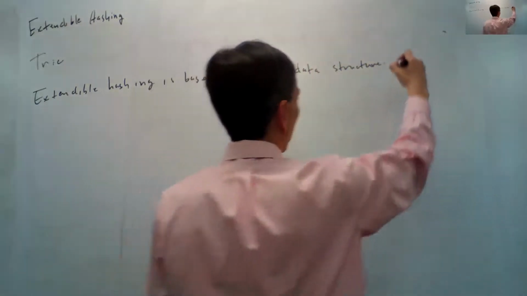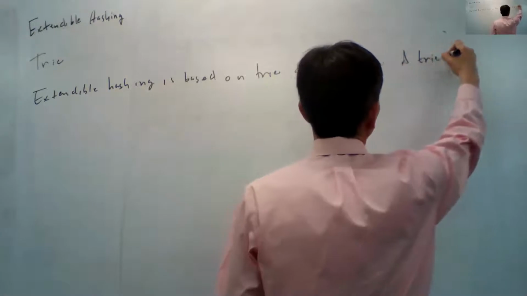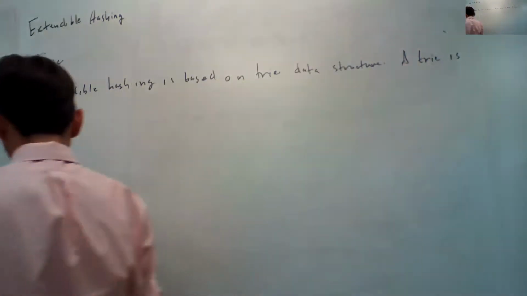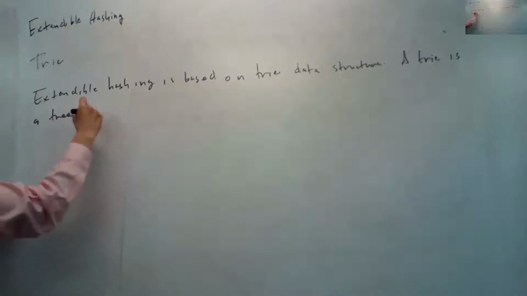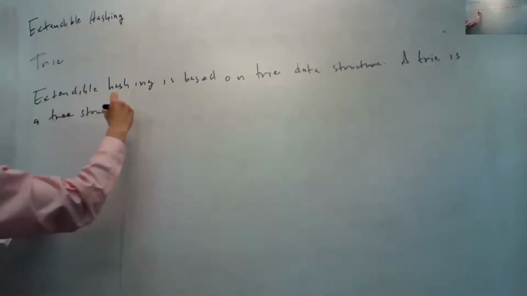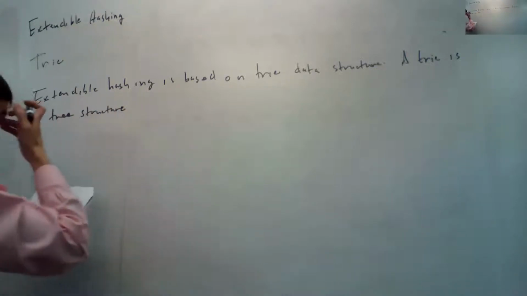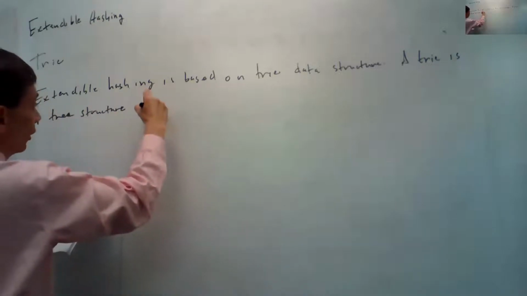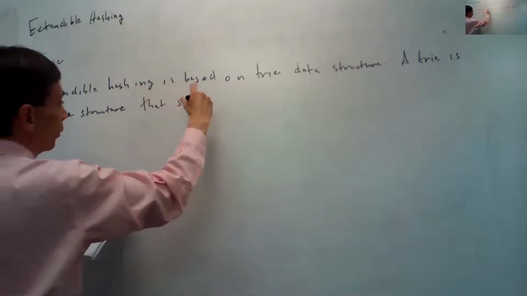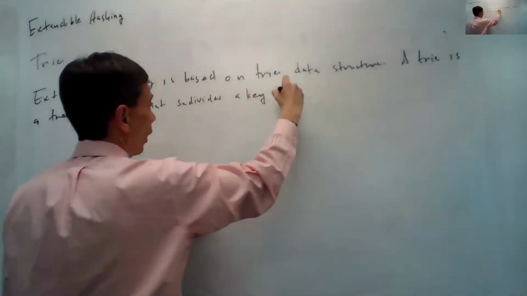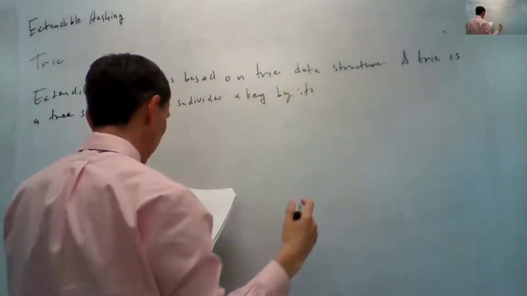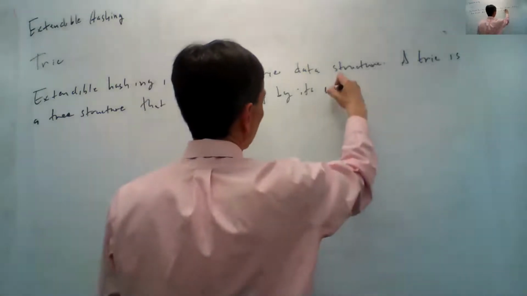Okay, and a trie is a tree. It's a tree structure that subdivides a key by its individual components.